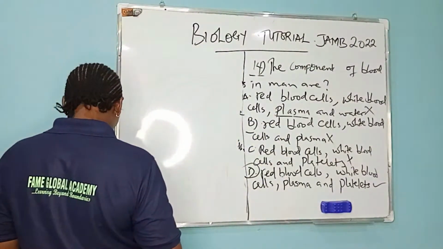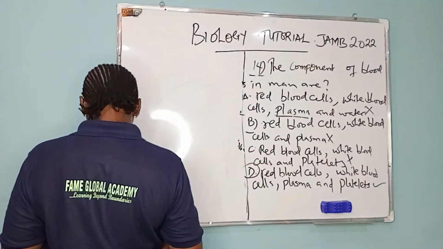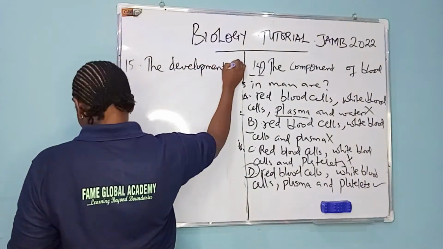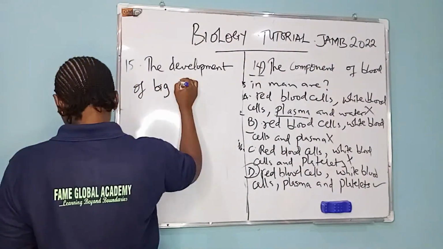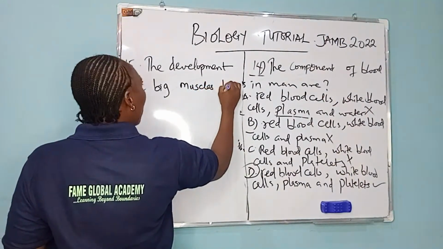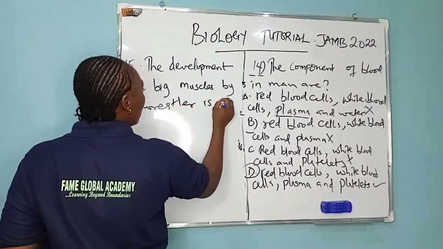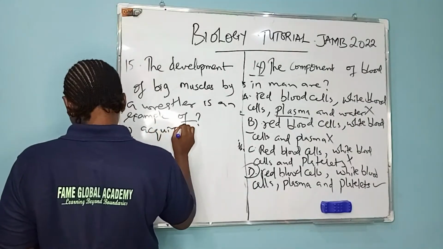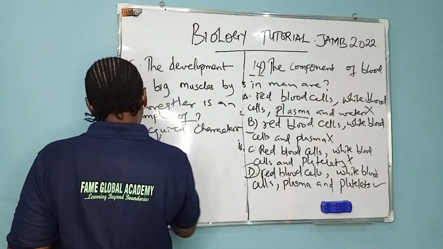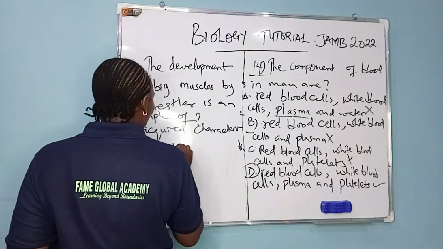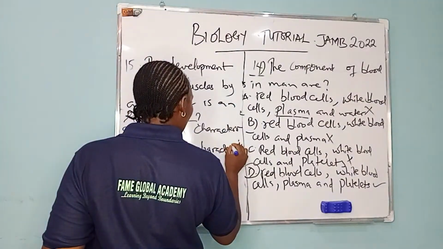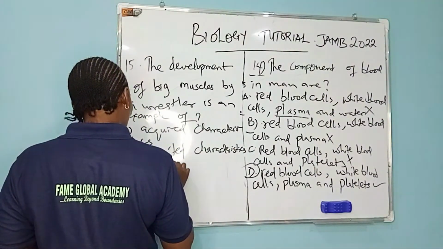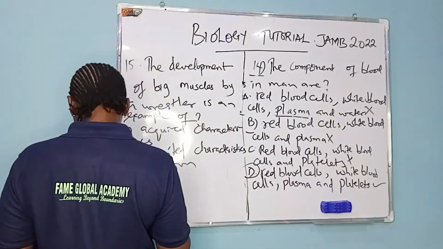Question number 15 says, the development of big muscles by a wrestler is an example of A, acquired characteristics, B, inherited characteristics, C, mutation, D, atrophication.